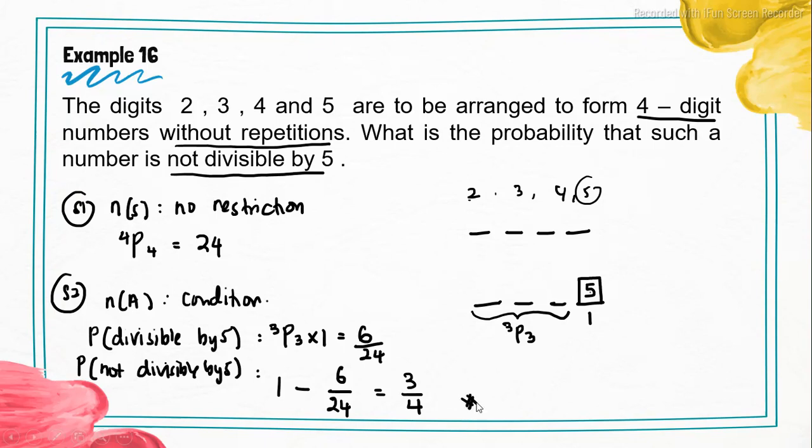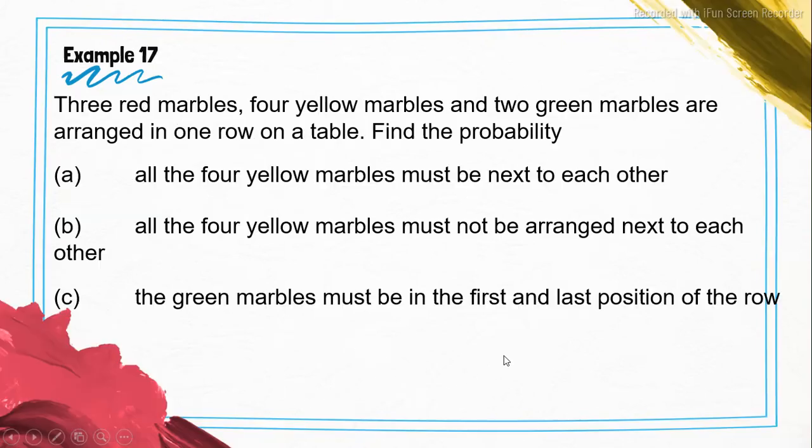Then, alright, so kita cari dulu yang senang lah. Yang senang kalau kita cari number which is divisible by 5 dulu dekat sini. Lepas tu dia kata not kan. So, kita tinggal tolakkan saja dengan 1 lah. Yes, alright. So, example 17.